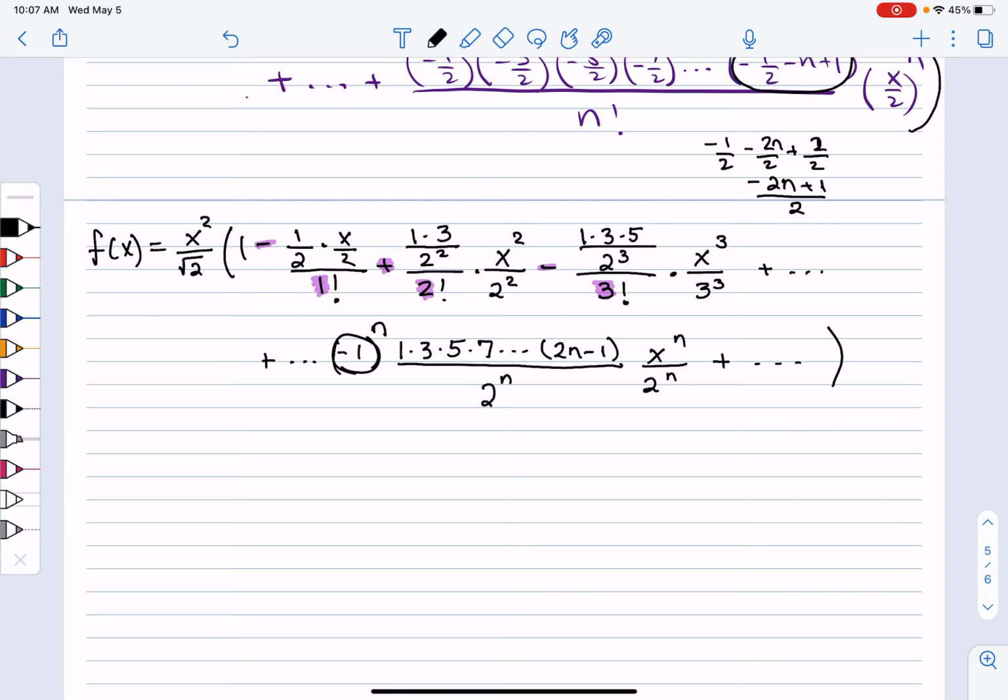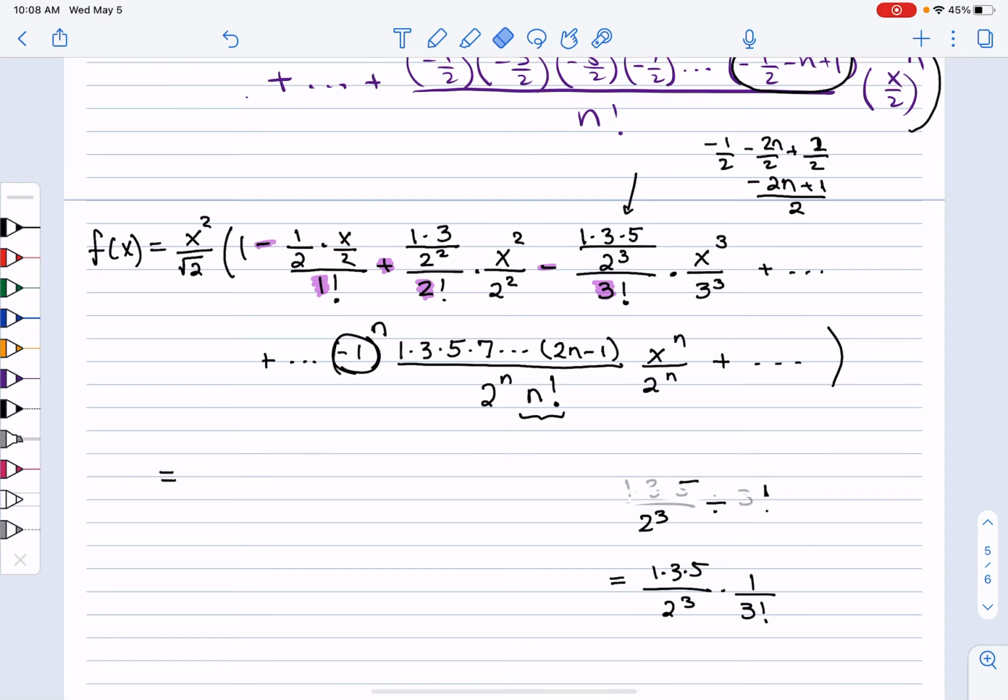All right, so now let's continue. We're going to simplify this a little bit better. We're missing here our n factorial. The 1 times 3 times 5 over 2 to the third divided by 3 factorial is 1 times 3 times 5 over 2 to the third times 1 over 3 factorial. And that's why I'm able to write it down here.